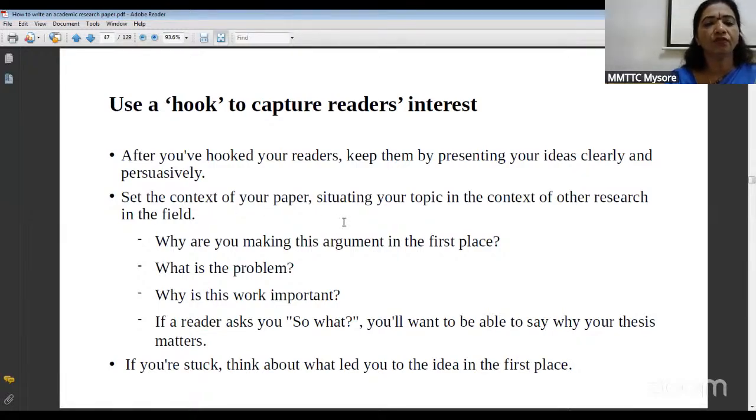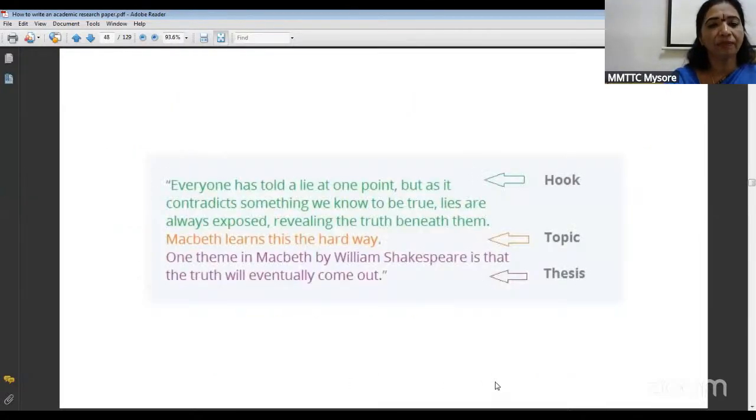Set the context of your paper, situating your topic in the context of other research in the field, and then say why you are making this argument in the first place. Whether you answer it later or not, you should say what the problem is and why this work is important. If a reader asks you, so what, you have to answer those questions in a very important way. If you are stuck, think about what led you to the idea in the first place, revisit it, and then you will be able to answer those things.